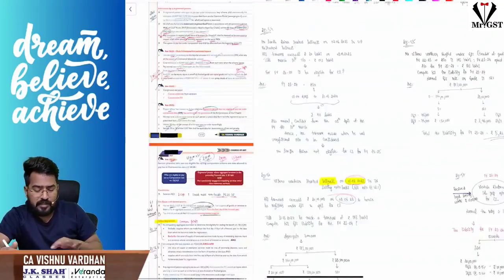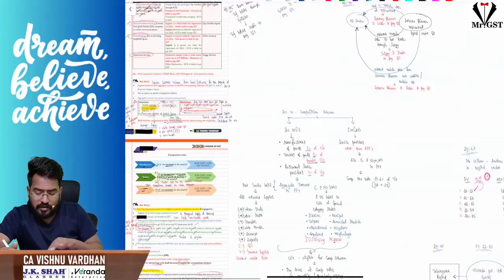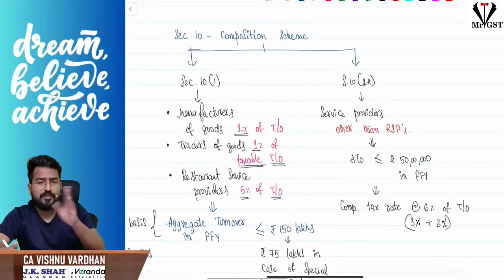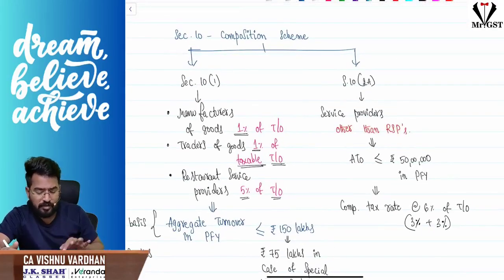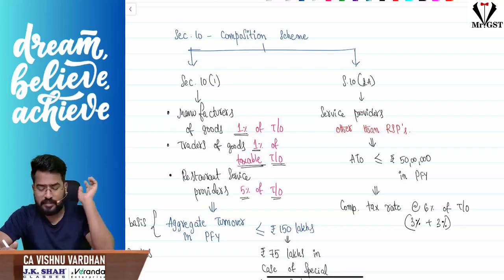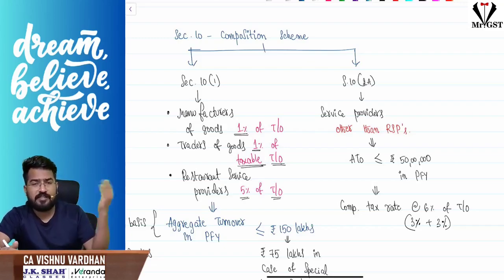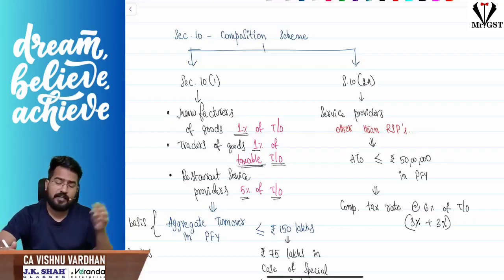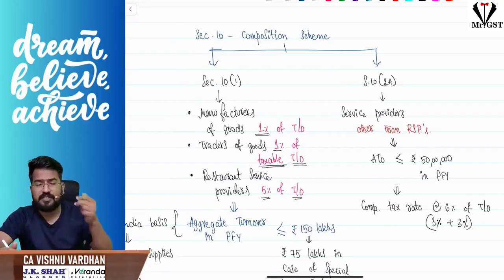Now, we have understood that. Two subsections are talking about the composition scheme. One subsection is all about manufacturer, trader, and restaurant service provider. The next one is for service providers other than restaurant service providers, or who are not eligible for section 10 subsection 1. Threshold limits are 150 lakhs, 75 lakhs, and on this side 50 lakhs. Here tax rates are 1%, 1%, 5%, and here 6%.